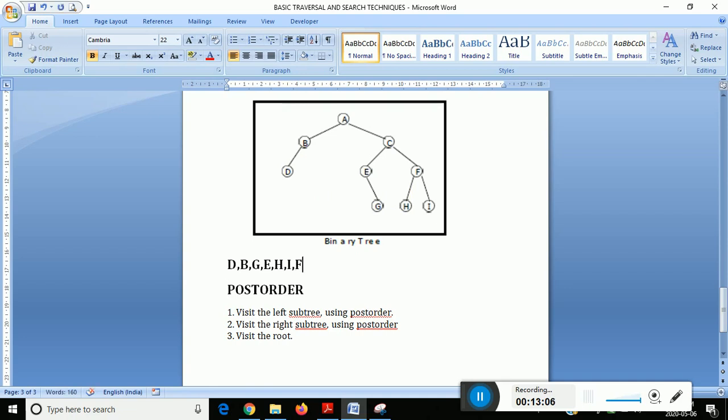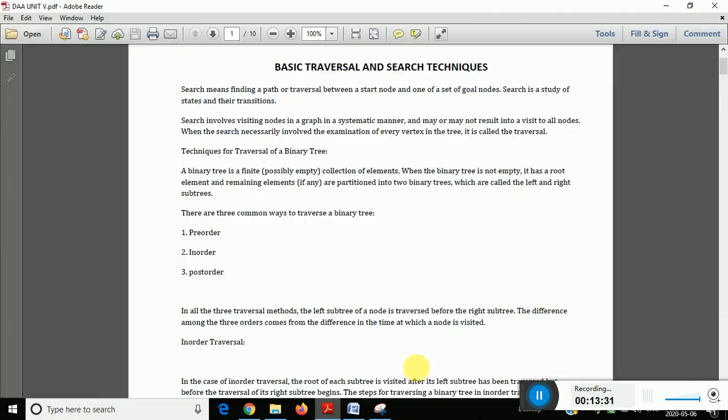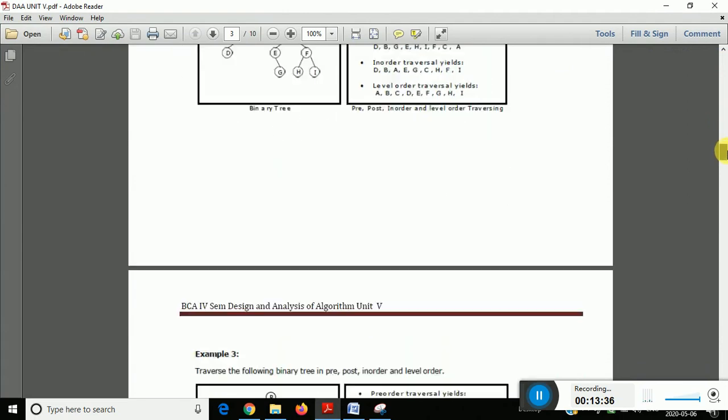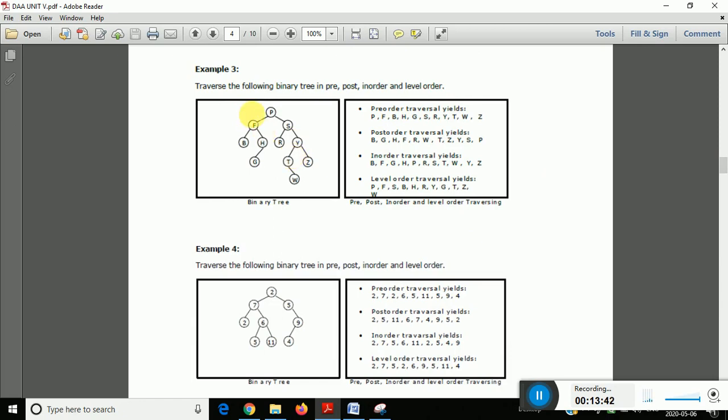So after that, left is done, right is done. We'll move to the C. C is the node we have visited now. After that, left and right are completed. Last, we have to move to the main node, that is A, the root node. So this is the post order. So in this way we have to solve it. It is already solved here, and there are many examples which I had given also. Try to draw the diagram and solve it without seeing all this pre-order, in order, post order.